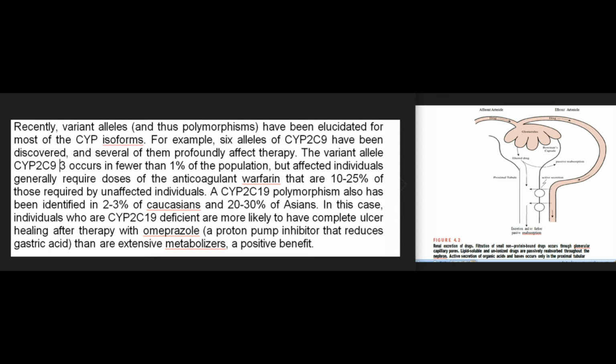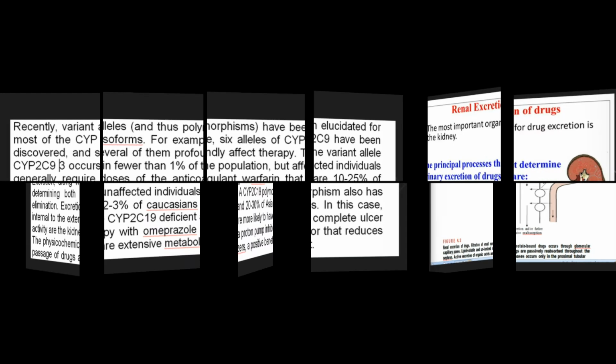The variant allele CYP2C9*3 occurs in fewer than 1% of the population, but affected individuals generally require doses of the anticoagulant warfarin that are 10 to 25% of those required by unaffected individuals. A CYP2C19 polymorphism also has been identified in 2 to 3% of Caucasians and 20 to 30% of Asians. In this case, individuals who are CYP2C19 deficient are more likely to have complete ulcer healing after therapy with omeprazole, a proton pump inhibitor that reduces gastric acid, than are extensive metabolizers, a positive benefit.